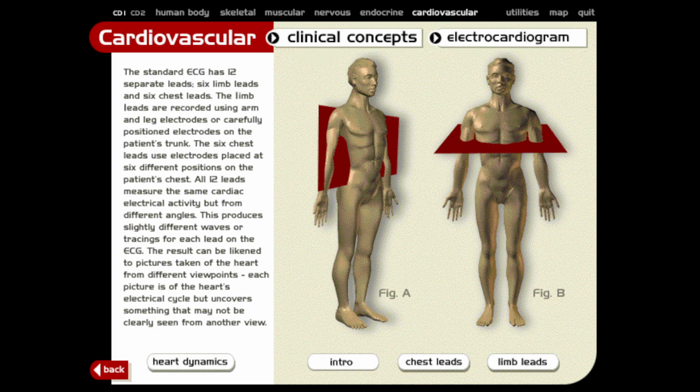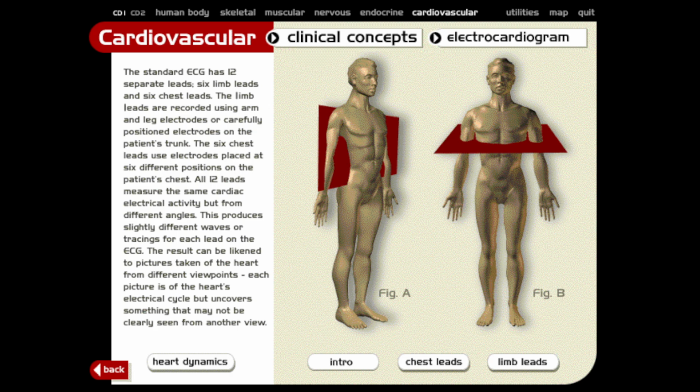The standard ECG has 12 separate leads, 6 limb leads and 6 chest leads. The limb leads are recorded using arm and leg electrodes or carefully positioned electrodes on the patient's trunk. The 6 chest leads use electrodes placed at 6 different positions on the patient's chest. All 12 leads measure the same cardiac electrical activity, but from different angles.